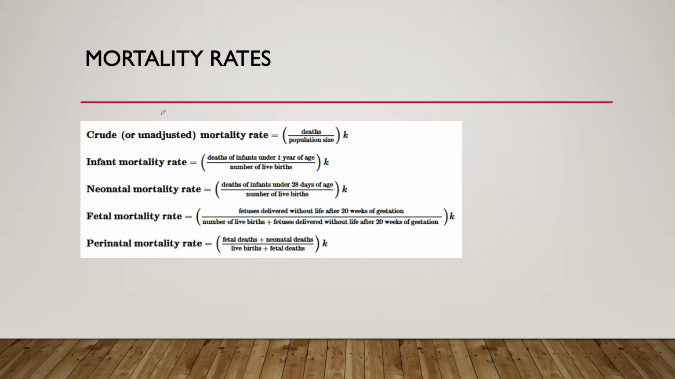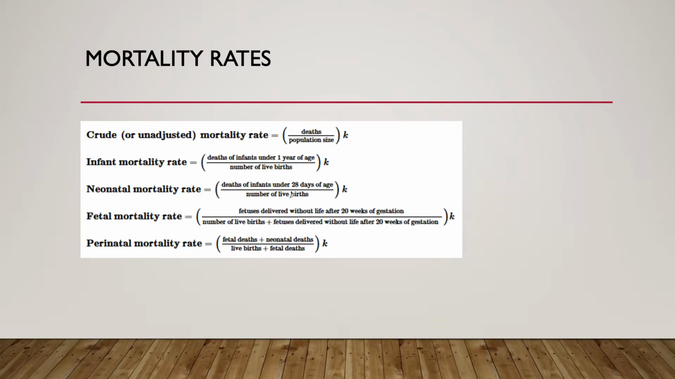Now, when it comes to these mortality rates, we have several types. The crude or unadjusted mortality rate takes the deaths divided by the population size times that constant K. The infant mortality rate is the deaths of infants under 1 year of age, divided by the number of live births times that constant K.